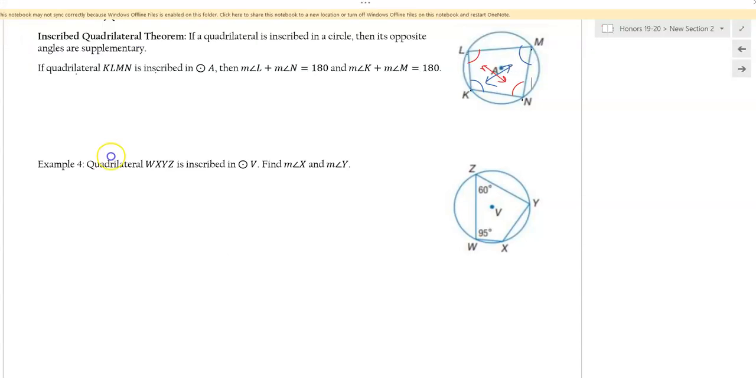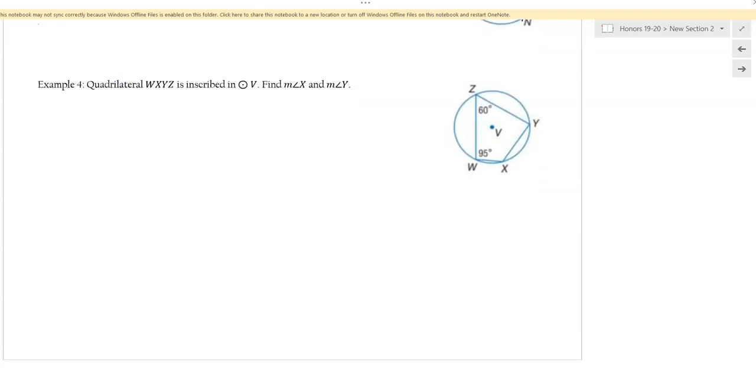So, looking at example 4, quadrilateral WXYZ is inscribed in circle V. Find the measure of angle X and the measure of angle Y. Well, let's start with the measure of angle X. Angle X is opposite that 60 degrees. So the measure of angle X plus the measure of angle Z will equal 180. So that's X plus 60 equals 180. So X equals 120.